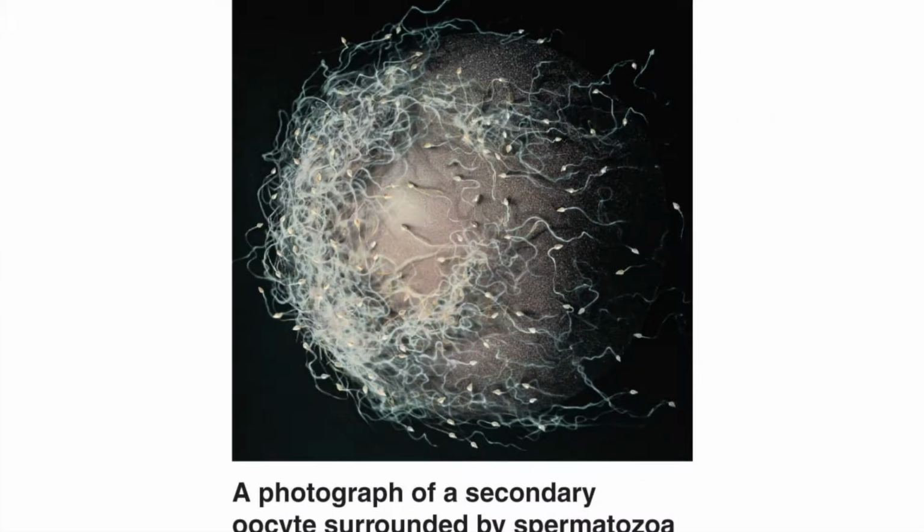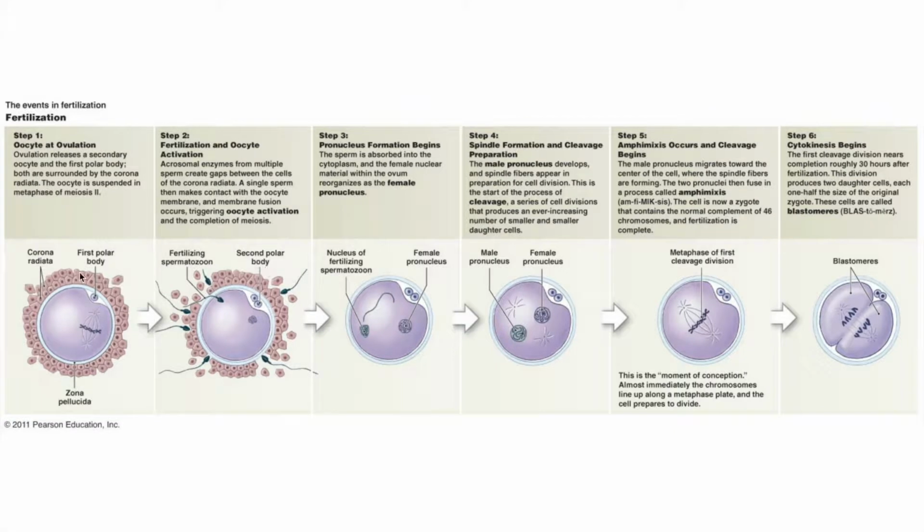So it all starts with fertilization. The ovulated secondary oocyte is suspended in meiosis II, and as you can see from this figure, it takes hundreds of sperm to penetrate the corona radiata and the zona pellucida. A single sperm is going to fuse with the oocyte membrane, triggering oocyte activation and the completion of meiosis II.